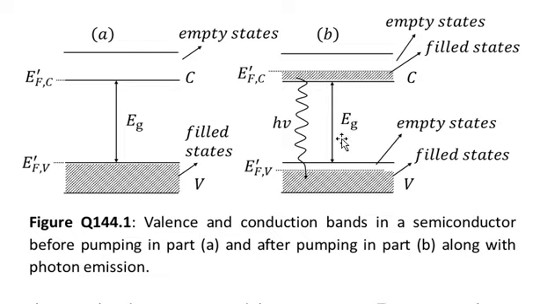You see that the value of Eg is not going to change because this is the band gap energy between the top of the valence band and the bottom of the conduction band. So through this pumping process, some electrons from the valence band have been moved to the conduction band. So some holes are created at the top of the valence band, whereas electrons reside at the bottom of the conduction band.